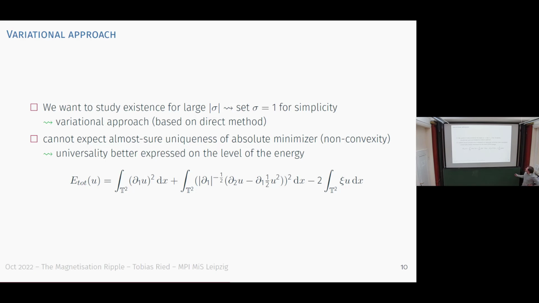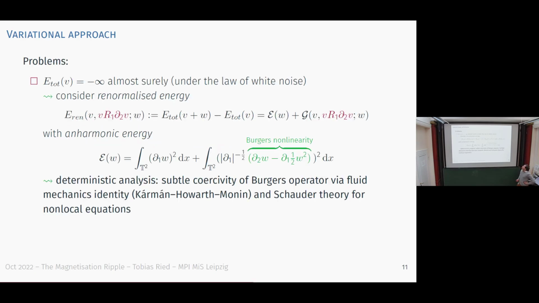Now here again is the energy, but let me show you a few problems that one has to face when working with the energy. And the first one looks pretty dramatic, namely that the total energy, if you just look at the linear solution, that is almost surely minus infinity. So at this step you could say, well, there's no chance to do it with the direct method, let's just go home. But actually it's not so bad, because that's the only divergence that appears.